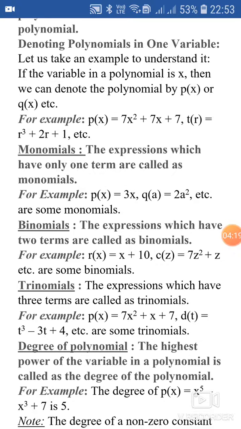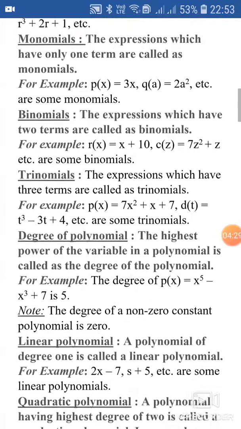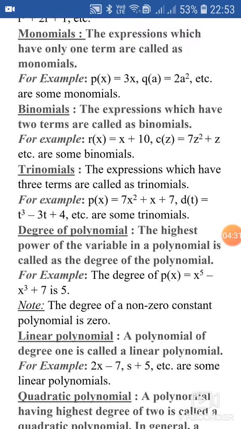As I have already discussed at the top, the types of polynomial are monomial with one term, binomial with two terms, trinomial with three terms, and three or more terms is a polynomial. That's nothing new for you. The terms of an expression are always separated by plus and minus signs.